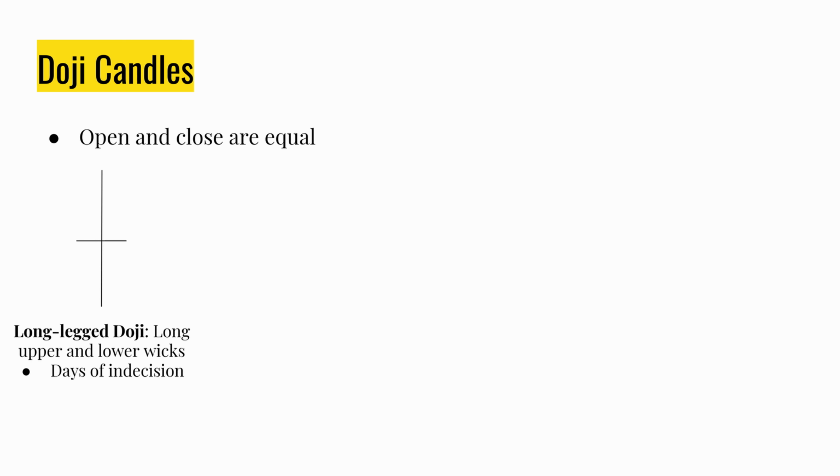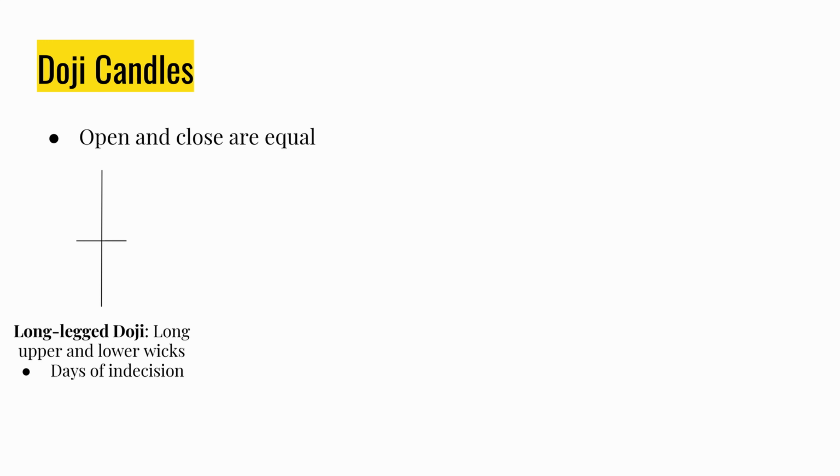The final type of candlestick are called Doji Candles. Doji Candles are candlesticks that have the same open and close. The first type of Doji candlestick is called a long-legged Doji. This Doji has a long upper wick and lower wick. Using the same concept of spinning tops, they represent days of indecision as price was volatile during the day, but eventually remained unchanged at the end of the day.